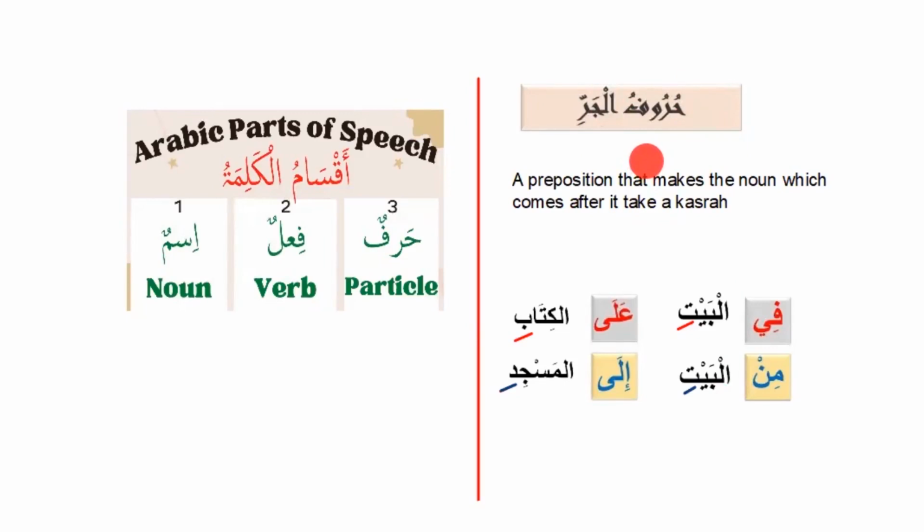Huruf al-jar, when they come before a noun, the noun will take kesra. So as I said, for example here, fil bayti. It is initially al-baytu. As I said, the normal form of a noun is to have dhamma. But when this fi comes, fil, it is now having kesra, fil bayti, in the house. The same way here, alal kitabi, on the book. So alal kitabi, not alal kitabu. Min al bayti, not min al baytu. Ila al masjidi, you see, ila al masjidi. You see that?